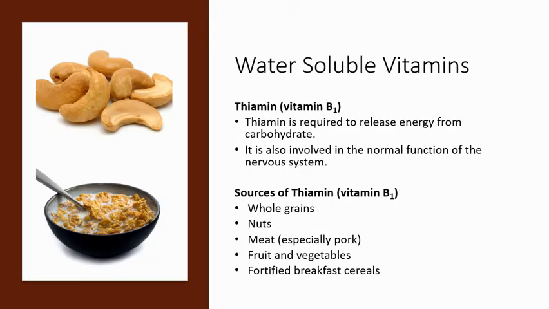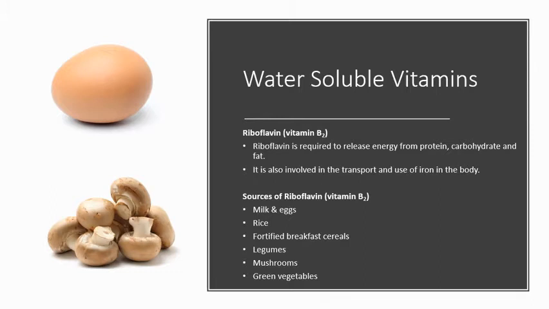So thiamine, or vitamin B1, is required to release energy from carbohydrates. Carbohydrates are a super important source. It's our body's number one source of energy. So we need it for that chemical process to break it down. It's also involved in the normal function of the nervous system. Sources, you can see lots of good stuff: whole grains, nuts, pork, fruits and vegetables, and fortified breakfast cereals.